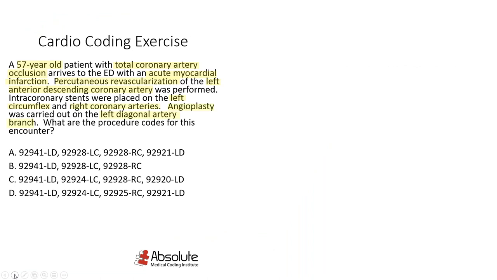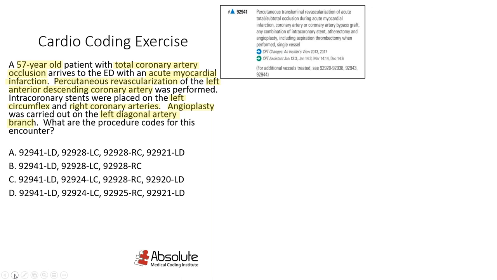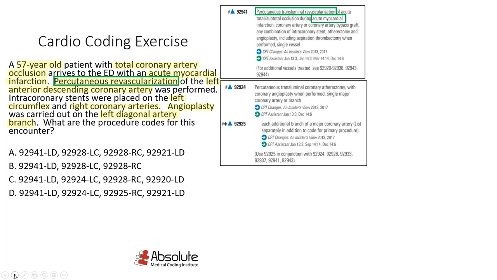Let me make sure all important words are highlighted. Let's look at 92941. That is the percutaneous transluminal revascularization during an AMI, and that is what we have documented. So we've verified the first code in all of our solutions. Now, in two of these the second code is 92928, and in two of them the second code is 92924.